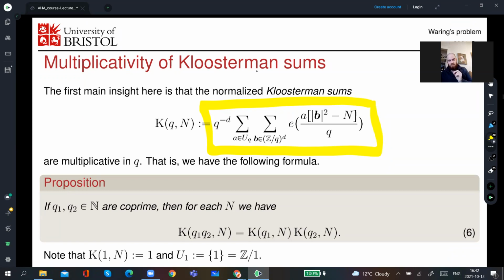The main proposition, the main insight here, is that the Kloosterman sums are multiplicative in Q, in the modulus. That is, if I take Q1 and Q2 coprime, then the Kloosterman sum of Q1 Q2 is equal to the Kloosterman sum of Q1 times the Kloosterman sum of Q2. Now, I've been a bit sloppy here, but just to cover my bases, when Q is equal to 1, I'm just going to define the Kloosterman sum to be 1. There's only going to be one term to consider, so that's 1. And therefore, this makes sense when I take, say, Q1 to be 1 and Q2 to be Q, in this proposition.